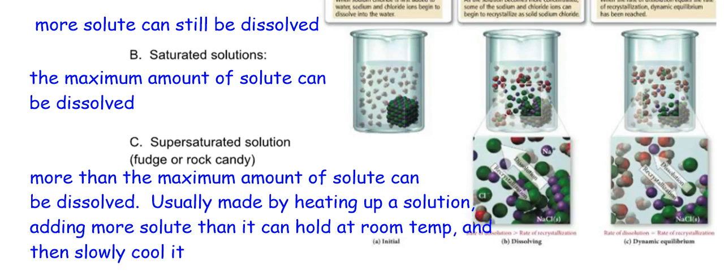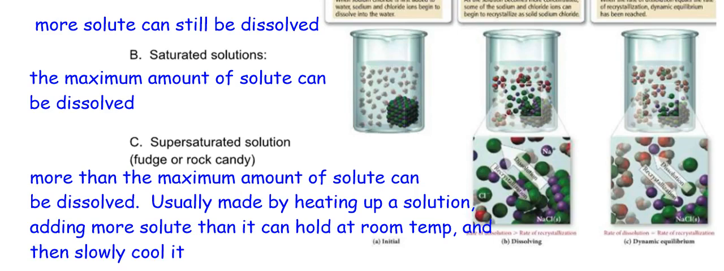Now, usually this supersaturated solution is when we think of fudge or rock candy. I don't know if you've ever made either, but what you do is you take a saucepan, you put some water in it, and you put a lot of sugar in, an obscene amount of sugar, and you heat it up until it all dissolves. And then you put this, let's say it's rock candy, in a glass jar, and if you just let it cool and sit, nothing will happen.